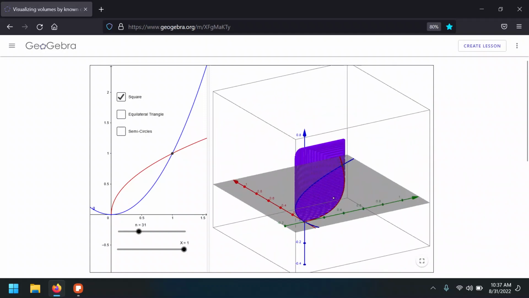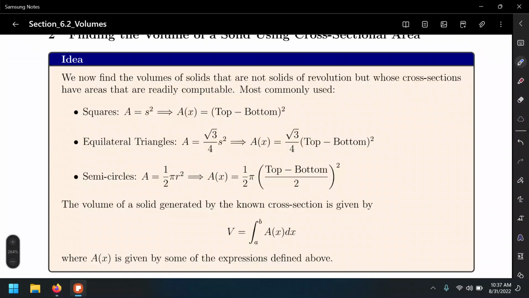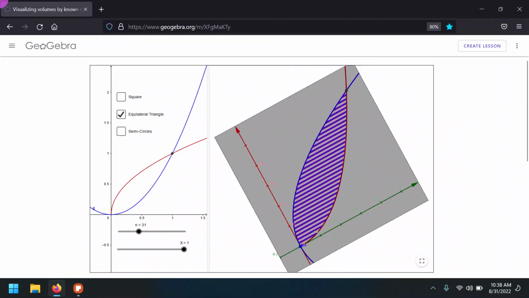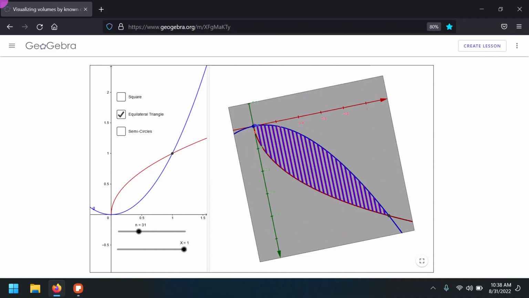Wouldn't that be actually the difference, or the distance, between the two functions? That's the length of the square. And for the equilateral triangle, that's a formula that we don't use very often. Typically we use right triangles, but in this case, for the equilateral triangle, the area is the square root of 3 over 4 times the length of the side squared, and also that length of the side is the distance between the functions when having equilateral triangles.